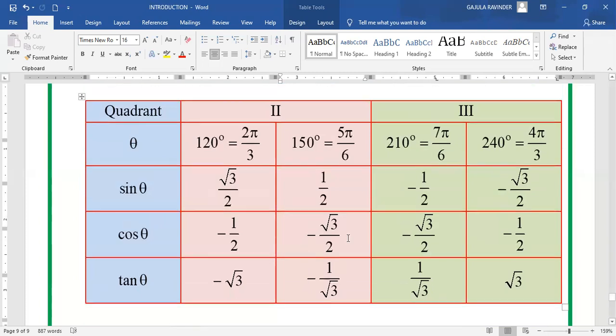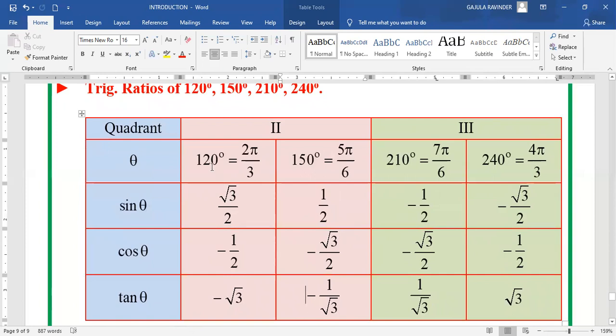Here also, the sign will be taken according to the quadrant. 120 is close to 180 by 60. 150 is close to 180 by 30. 210 is close to 180 by 30 degrees. 240 is close to 180 by 60 degrees. Always compare the angle either with 180 degrees or 360 degrees. Then take the ratio according to the closeness. When it is close to 180 by 60, take the value as tan 60 only, take the value as 60, but according to the quadrant, the sign of the value will be taken.